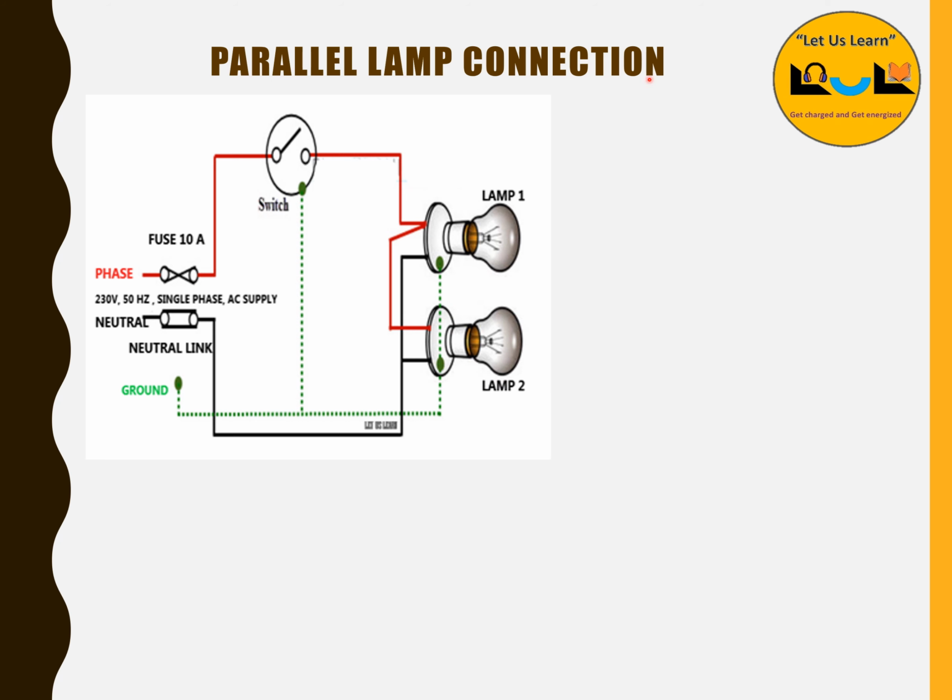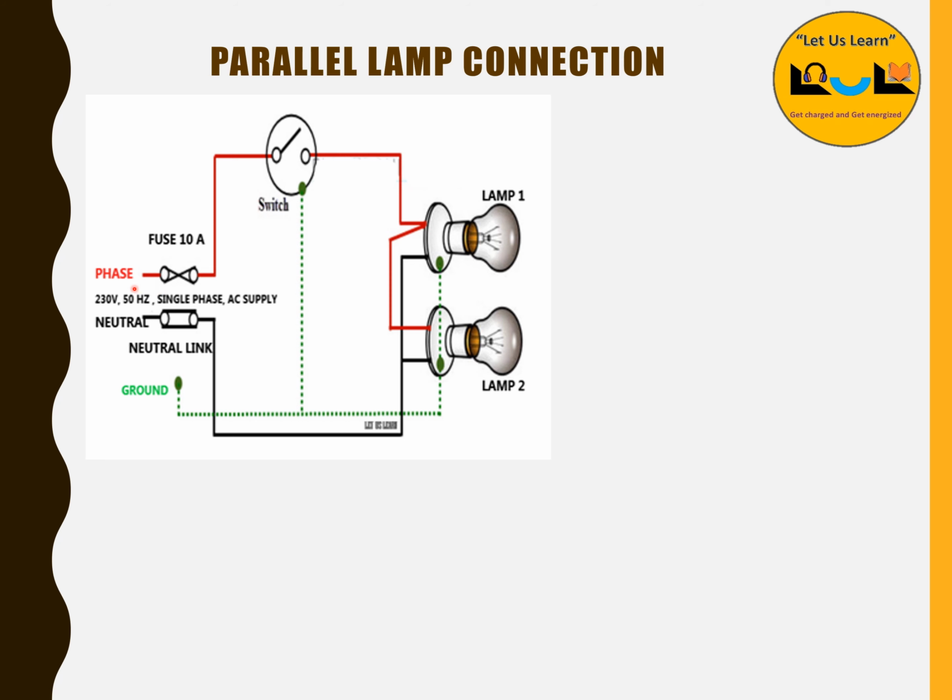This parallel connection we use in domestic wiring. For any domestic purpose, for household wiring, we use parallel connection. So if any one lamp or any one appliance is damaged, we can use the other appliances without any disturbance. Simply replacing that appliance, we can use the other appliance also.